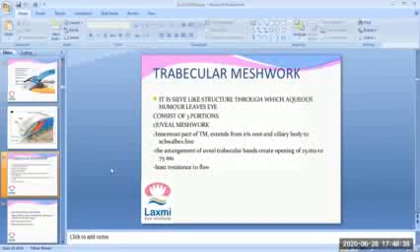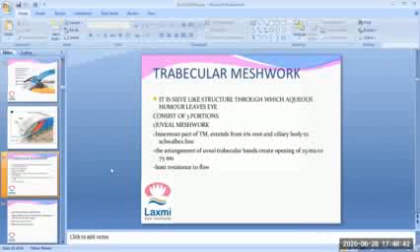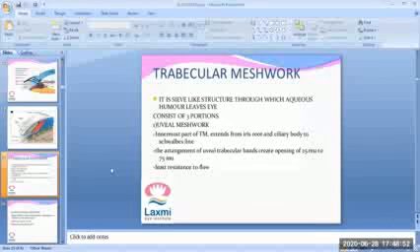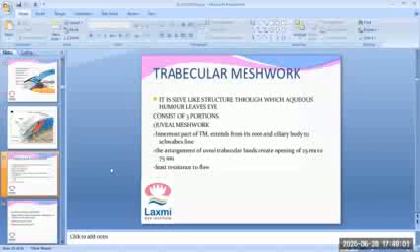The arrangement of the uveal trabecular bands creates openings of about 25 micrometer to 75 micrometer, and least resistance to flow.